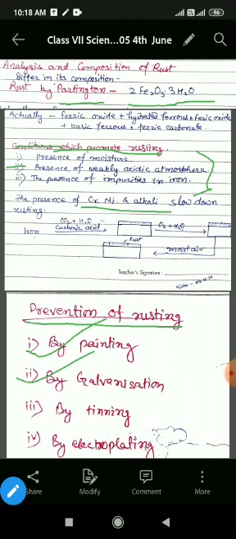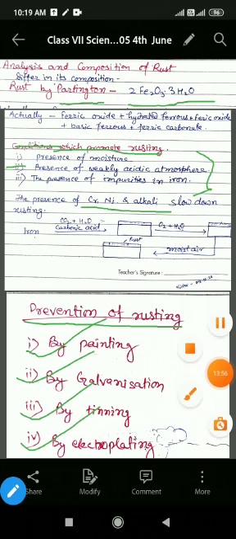Third is tinning, also said as kalai karna. It is a process of depositing a layer of tin over the surface of articles. So by tinning also we can prevent rusting. And the fourth is electroplating. Students, if we electroplate our iron article with nickel or chromium, in that case also it is prevented from rusting.